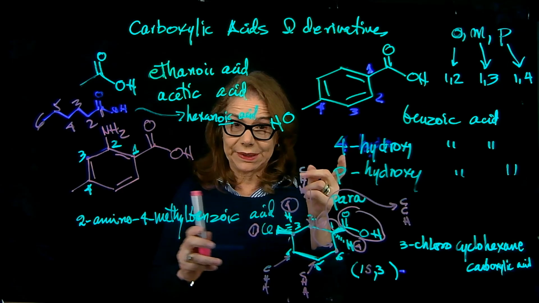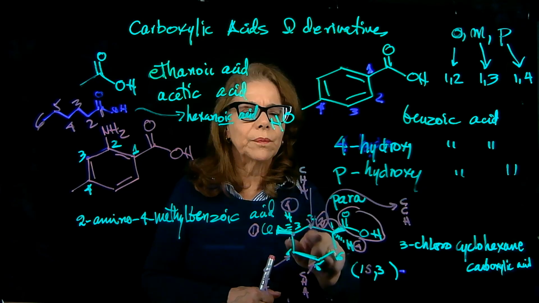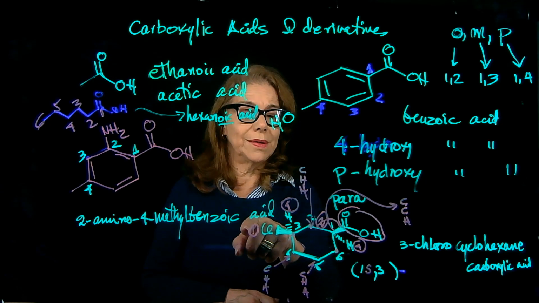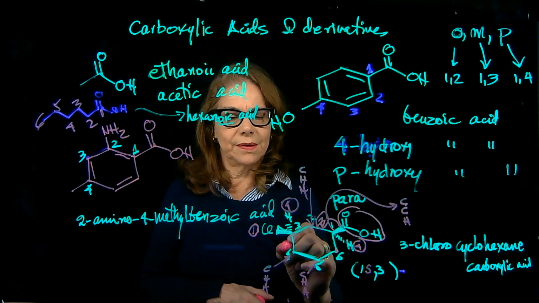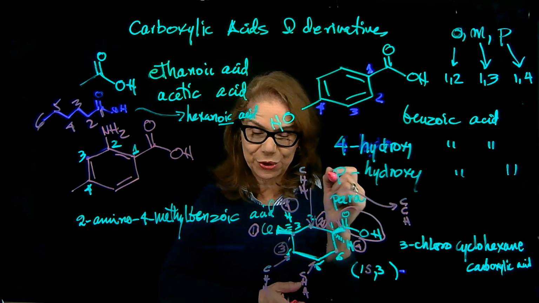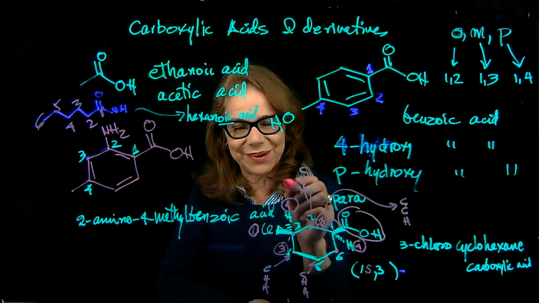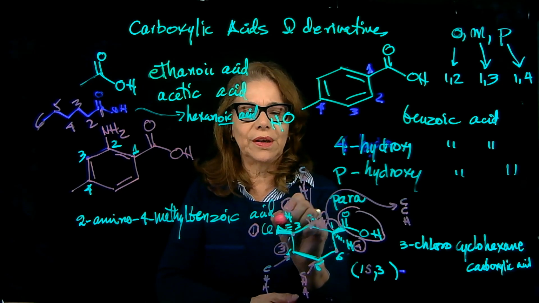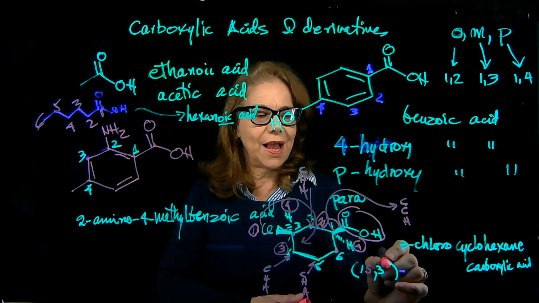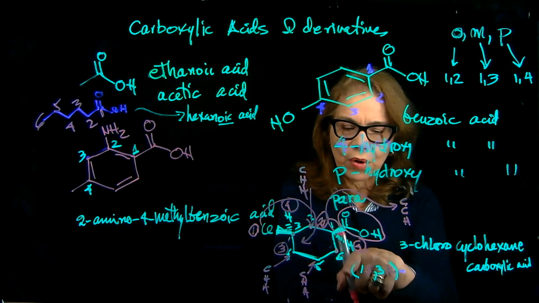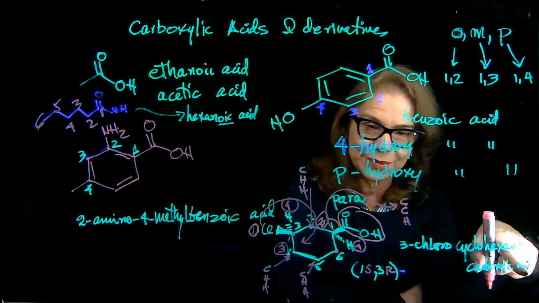So removing a little bit of the mess, I said priority 1 is the chlorine, priority 2 is this, priority 3 is this, and priority 4, your lowest, is in the back. So we can do that directly. I did it on purpose so that we skip that step. So we're going to go across number 4. So it is R. So the whole name would be (1S,3R)-3-chlorocyclohexane carboxylic acid.